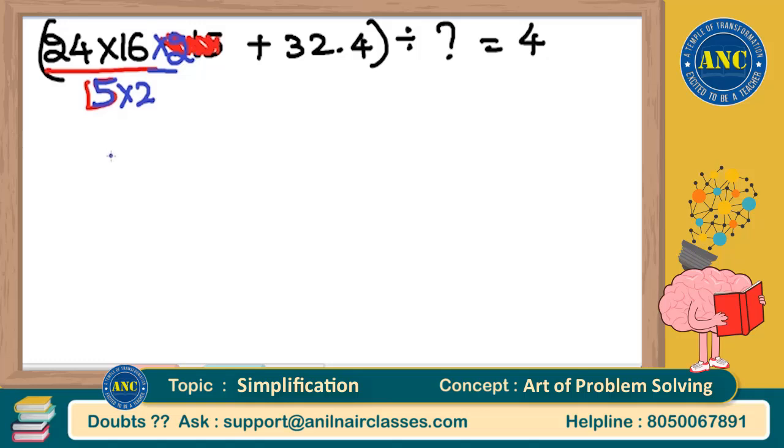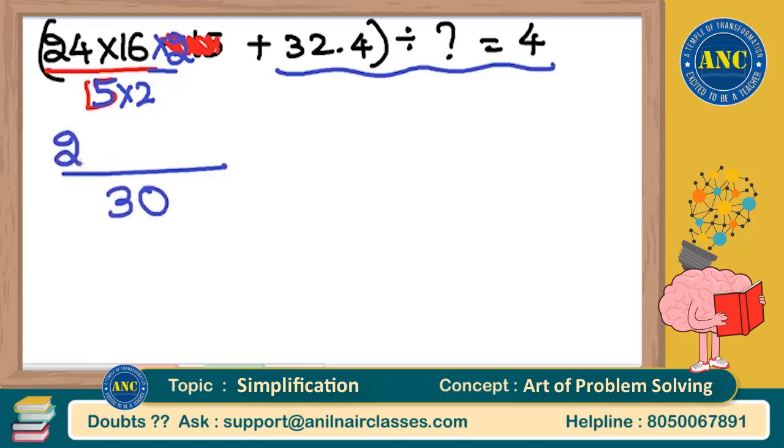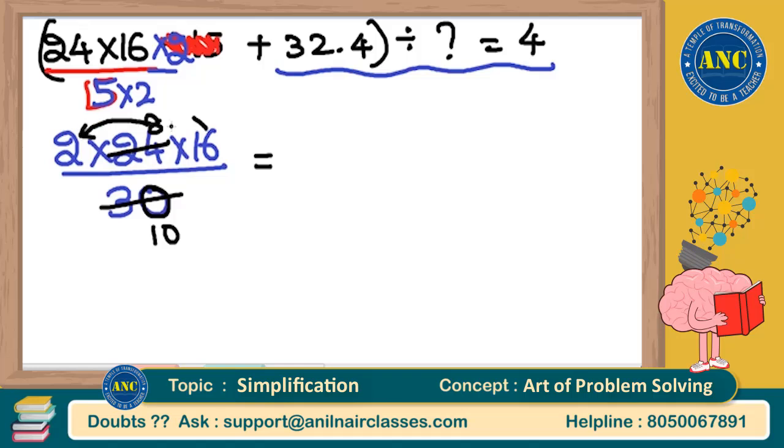Now my number becomes, denominator is 30. Numerator is 2 into 24 into 16, right? The intention is to make this unit digit 0. So it is 3 into 10, 3 into 8, right? Now, what else is left out? Can I simplify this, sir? 8 into 2 is 16. 16 into 16 is 256. Divided by 10 is 25.6.